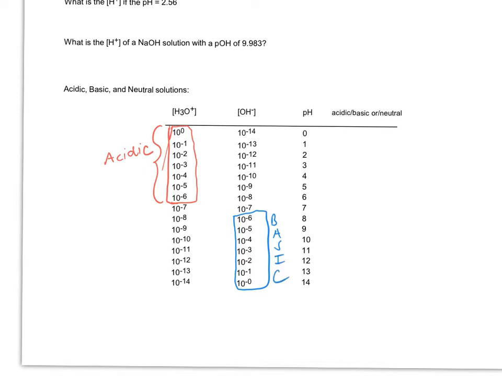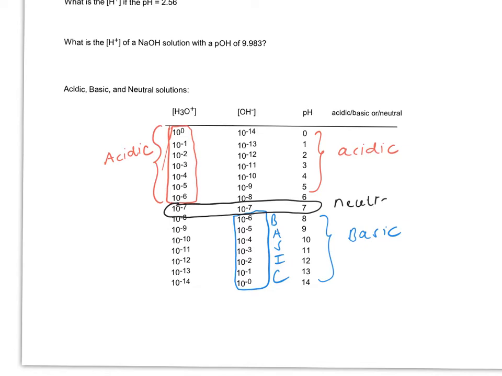A low pH refers to an acidic solution, and a high pH greater than 7 refers to a basic solution. When the concentrations of your hydronium and your hydroxide are equal, and they're equal to 1 times 10 to the -7, you get a pH of 7, which is a neutral solution. So it's neither acidic nor basic.